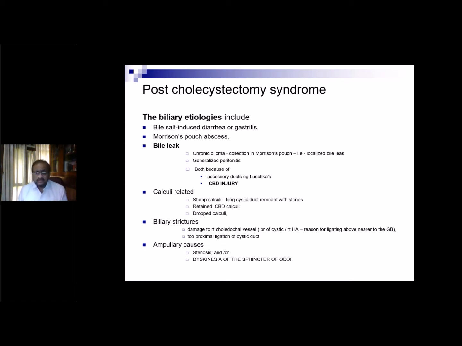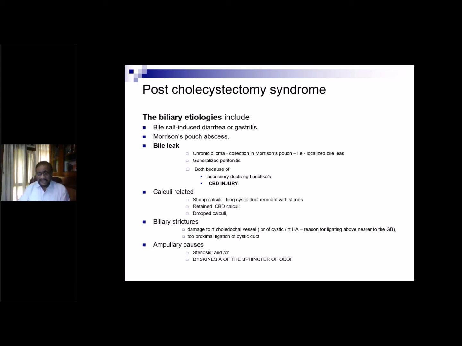Is that clear? So if you have a CBD stone manifesting itself in the post-operative period, don't say that this was because of preoperative diagnosis. In your mind, you know that probably this could have happened because of a manipulation of the CBD. It's all right to tell this patient that probably it was missed out preoperatively. He will believe you. But you should remember. And the third is a drop calculi.